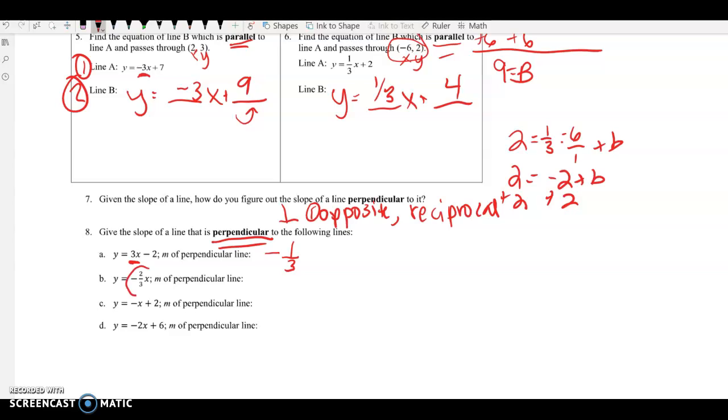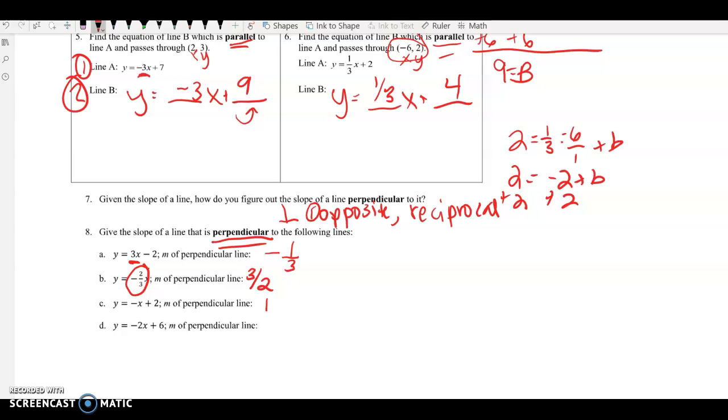B, slope was -2/3. First thing I have to do is change the sign. So it's going to be 3/2 because I flipped the sign and I flipped my numerator and my denominator. C, my slope was -1, and now for perpendicular, opposite means it's going to be positive. And if I flip 1/1, it's still just 1.